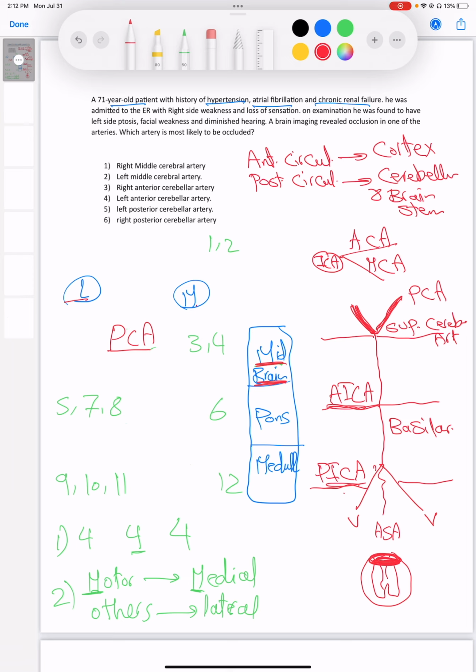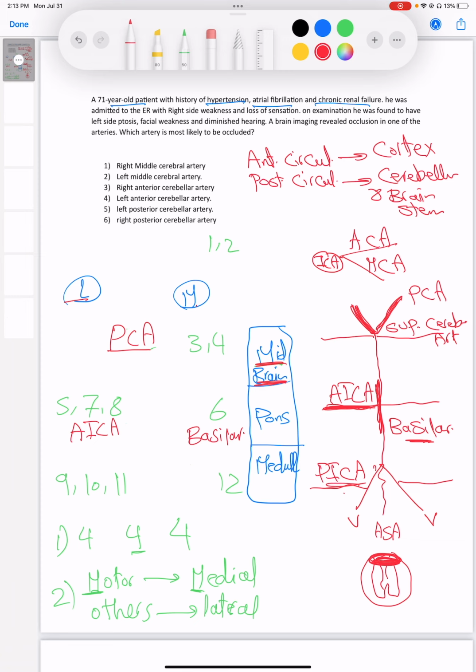Okay, what about the pons? The pons we have lateral and medial. Medial, it's obvious here. This is the medial part, which is from the basilar. So we have basilar, and the lateral part here from ICA.